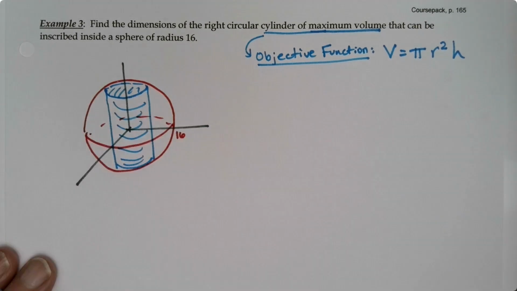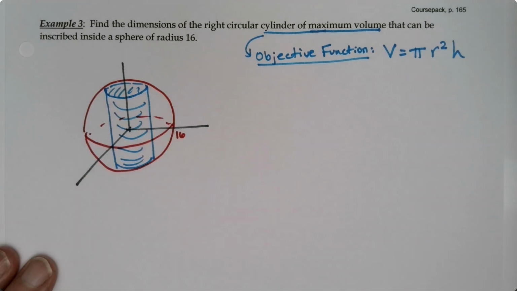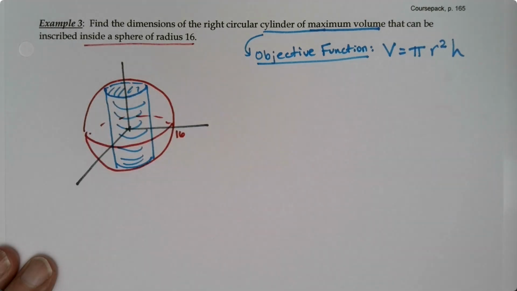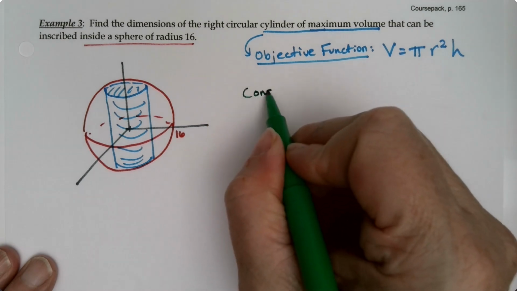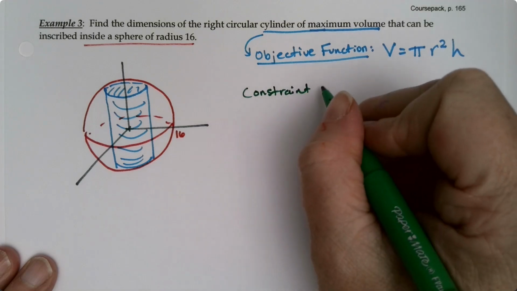Well, it's inscribed inside a sphere, kind of like a big old round apple. It's inscribed inside a sphere. So let's make a constraint. I'm not going to do it in red, though. That would be very hard to look at. All right, so constraint function.